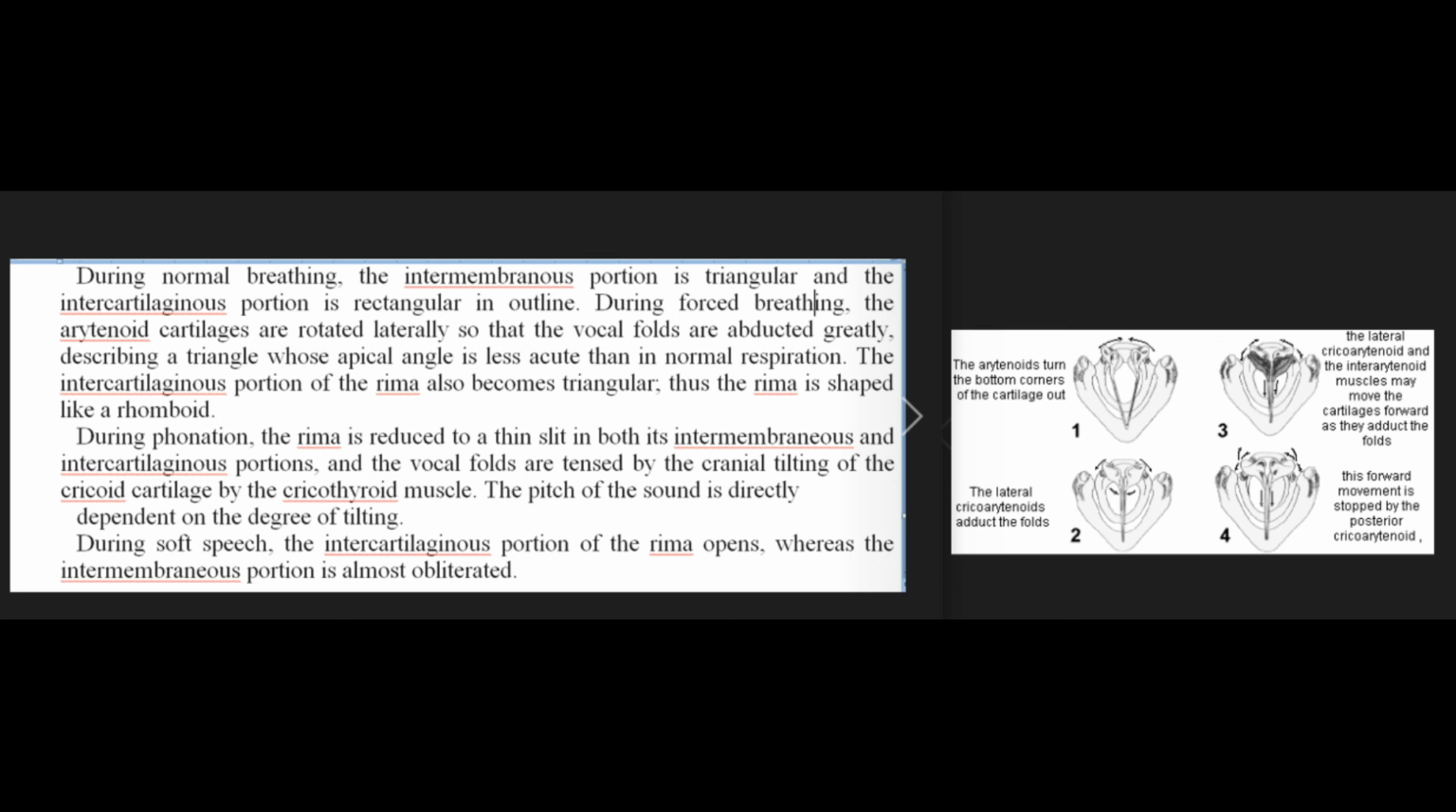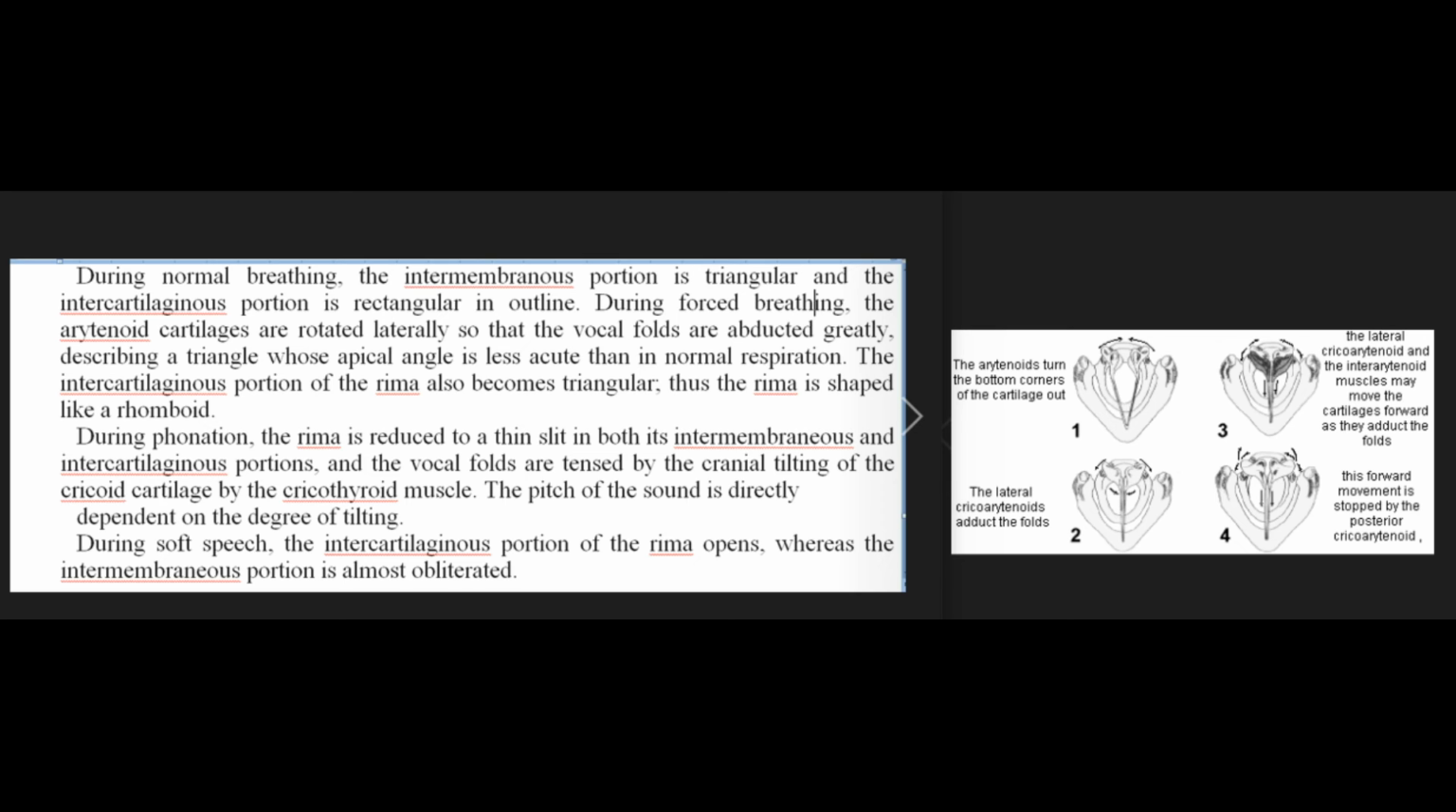During forced breathing, the arytenoid cartilages are rotated laterally so that the vocal folds are abducted greatly, describing a triangle whose apical angle is less acute than in normal respiration. The intercartilaginous portion of the rima also becomes triangular, thus the rima is shaped like a rhomboid.